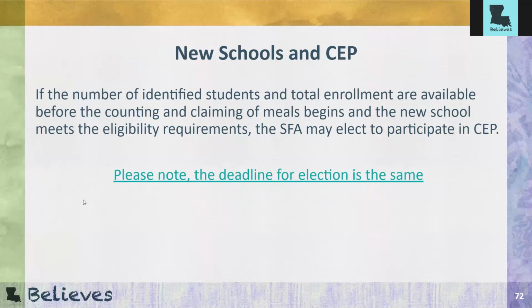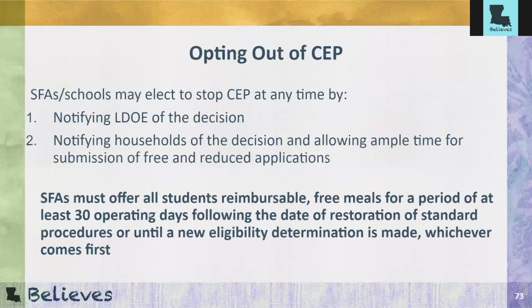New schools can participate in CEP as long as the identified student and the total enrollment count is available before the beginning of counting and claiming. So the election deadlines for new schools are the same as the requirements for already participating schools. Those deadlines are the same. There's no extension to deadlines for new schools.